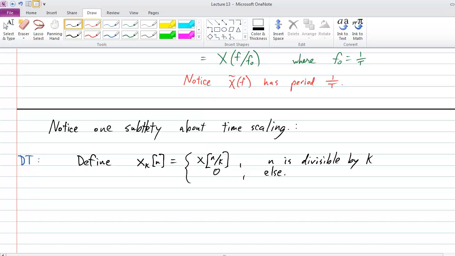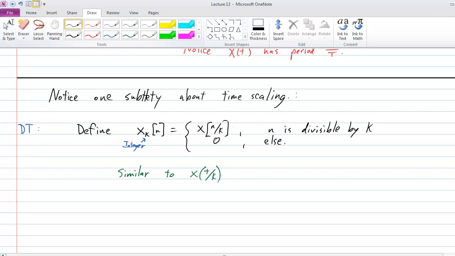Now, this is very similar to the following operation: x of t over k, whatever that number is. That would spread out if k is positive. Here I'm saying k is an integer. We're only looking at integer k in that case. So these both do very similar things, right? But they're slightly different when it comes to a discrete time representation. Here's what I mean.